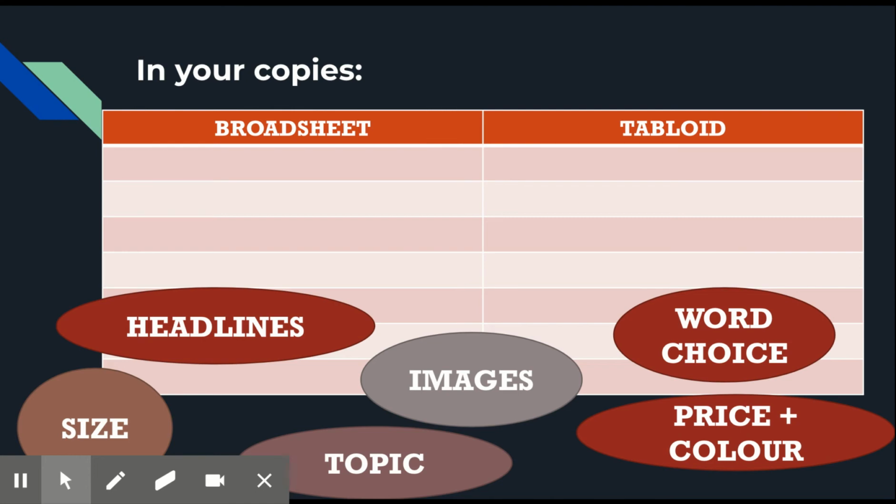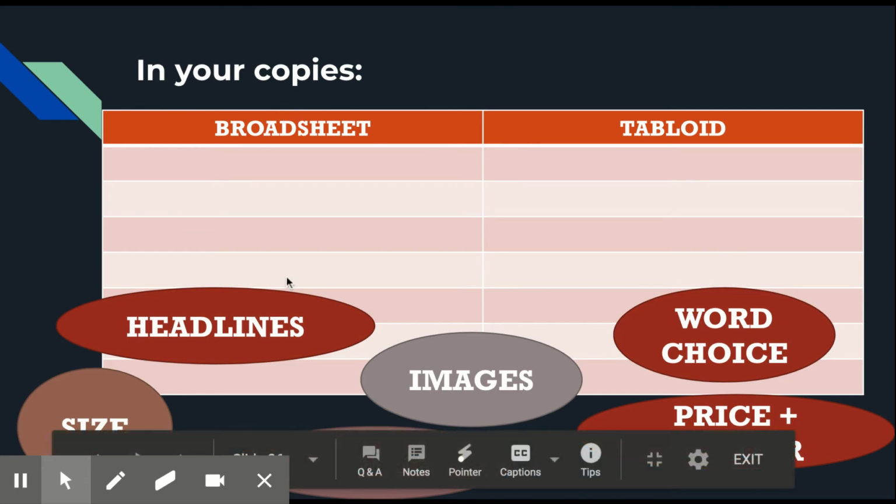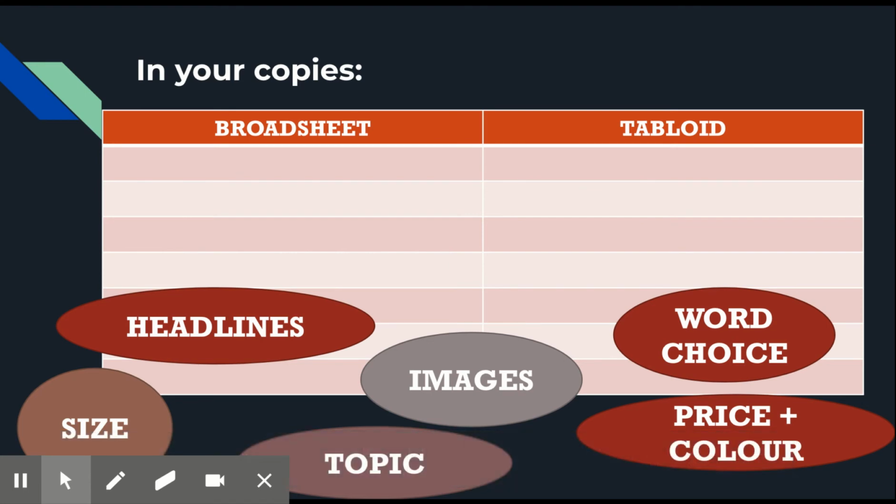Headlines, we've already talked about headline, headline, headline. You probably are sick of that word. We're going to talk a little bit about the size, right? Or at least the history of the size. Talk about the topics or the stories covered, images, price, color, word choice. Hopefully we'll get to all of that. But just write down, you can make a little note of those words if you want, but make sure that you've got that chart in your copybooks.